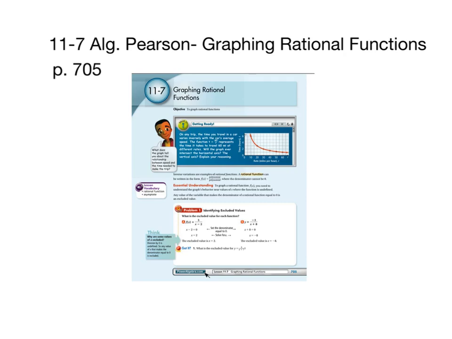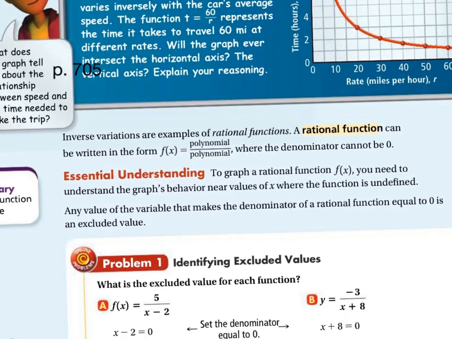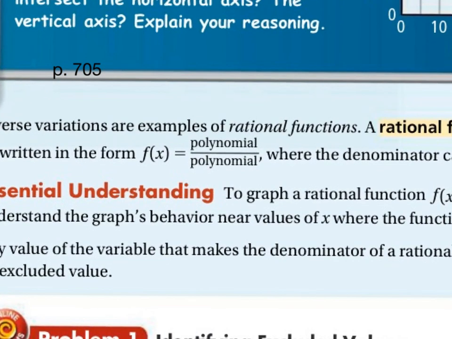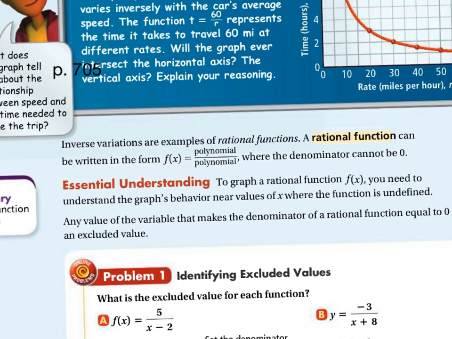Page 705, section 11.7 is on graphing rational functions. A rational function is where we have this form, polynomial over polynomial. So in other words, we have some kind of a fraction going on, and the denominator is not going to be just a number.